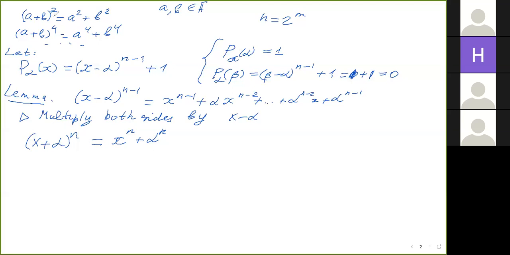And now we will use these equalities. A plus b squared is equal to a squared plus b squared. If we square the second time, we obtain a to the 4 plus b to the 4, and so on. n is a power of 2. Squaring x plus alpha m times, we obtain x plus alpha to the n, and on the other hand, using this equality, we obtain the right-hand side. So this follows from these properties, which I have mentioned in the beginning. And so our lemma is proven.